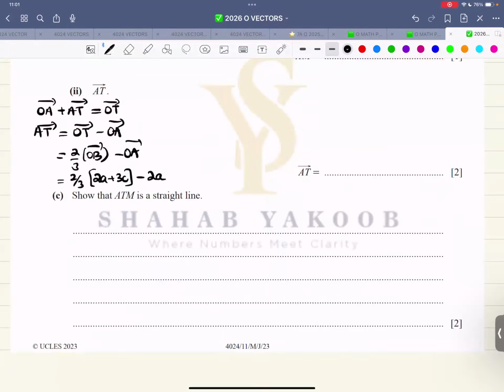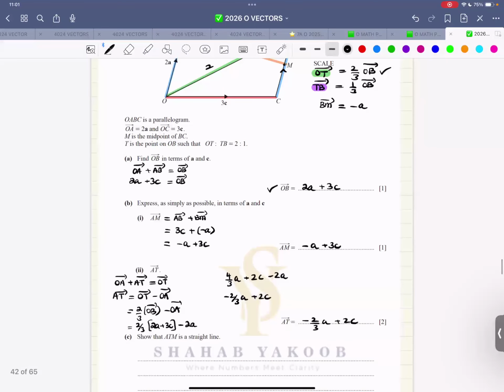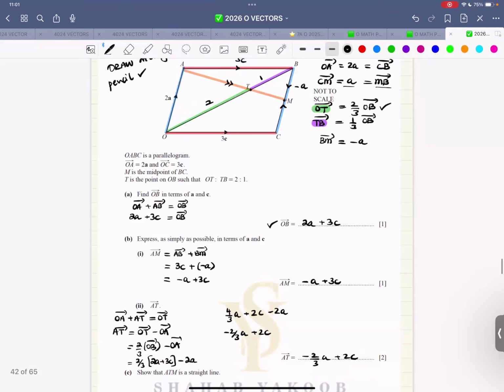Simplify. So therefore, 2/3 of 2, that is 4/3 A. 2/3 of 3, that is 2C minus 2A. So 4/3 minus 2, that is negative 2/3 A plus 2C. And I know this might seem difficult to you people. Let me zoom it out so that you can have a look. So have a good look at the last part.